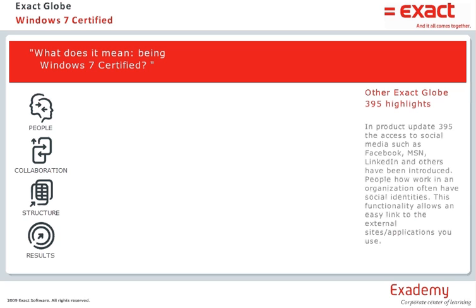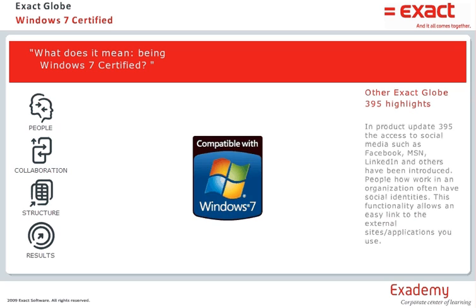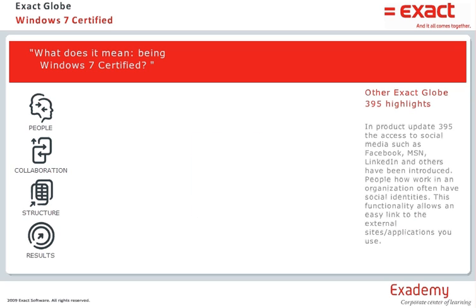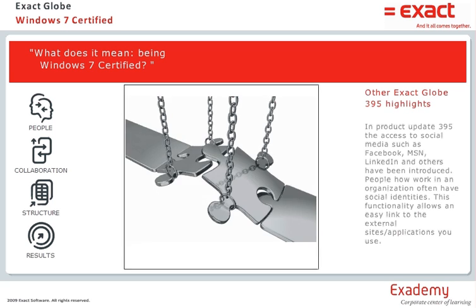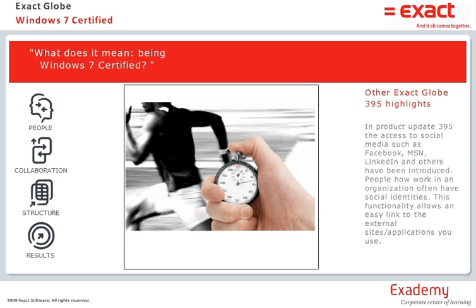Being Windows 7 certified allows Exact Globe to carry the Certified for Windows 7 logo. This logo means it's easy to install, stable and reliable, and offers good performance on Windows 7.